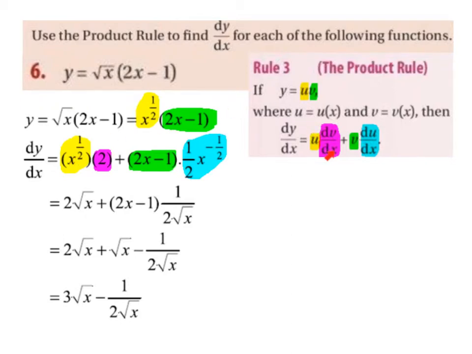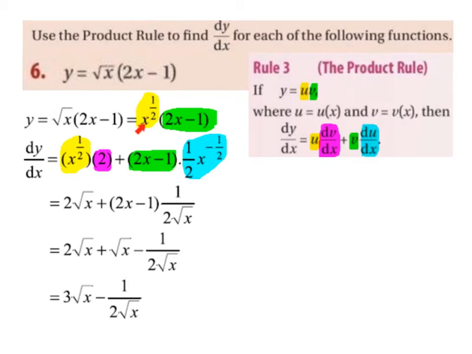dv dx is the derivative of v, which is 2x minus 1. So the derivative of 2x is 2, and minus 1 is a constant, so there is no derivative, so we just have 2. Then we bring over the plus. Then we write down v, which is 2x minus 1, with brackets. And then we multiply that by the derivative of u, so du dx. So u is x to the power of a half.